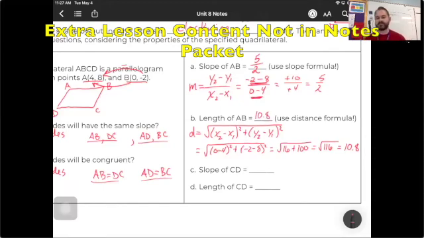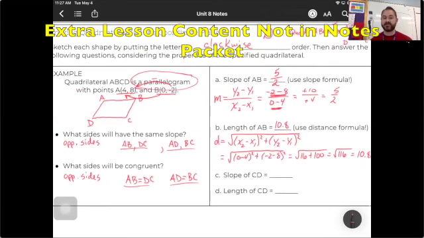Then I ask these next two follow-up questions. I asked for the slope of CD and the length of CD, but I didn't give you the coordinates of those. But remember, this is a parallelogram. Since it's a parallelogram, opposite sides have the same slope and are congruent, or the same length. So CD is the opposite side of AB. So their lengths are equal, 10.8, and their slopes are the same, 5/2.